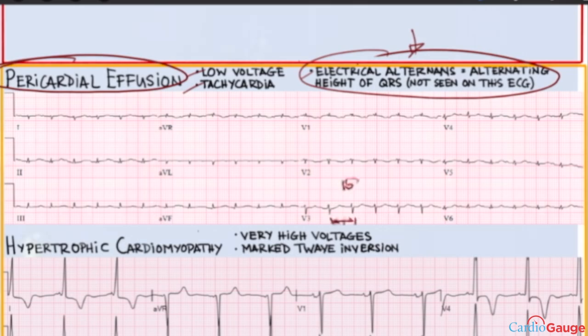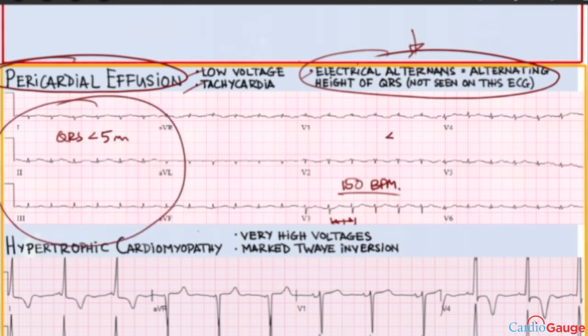And then it's wicked low voltage, where the excursion of the QRS is less than 5 millimeters in the limb leads, and it's way less than 10 millimeters in the V leads.